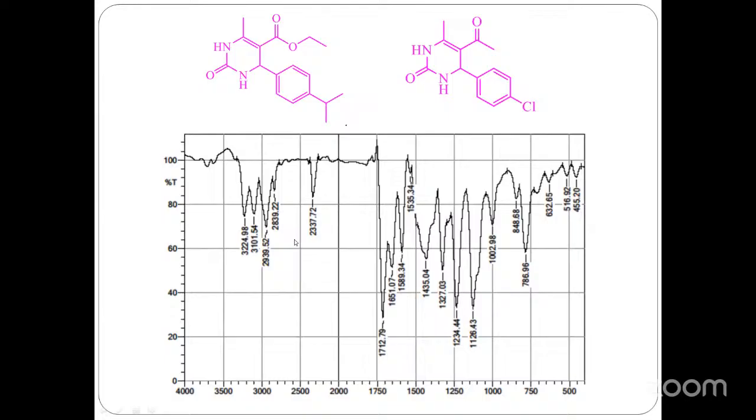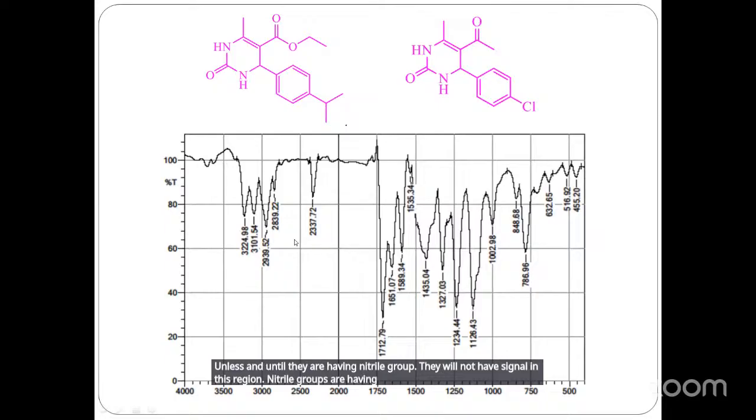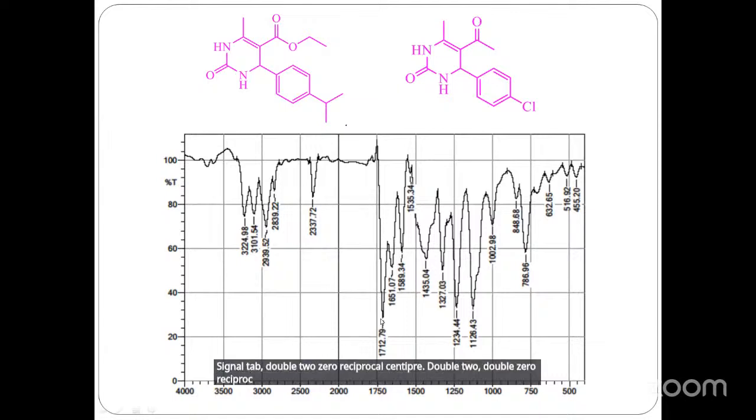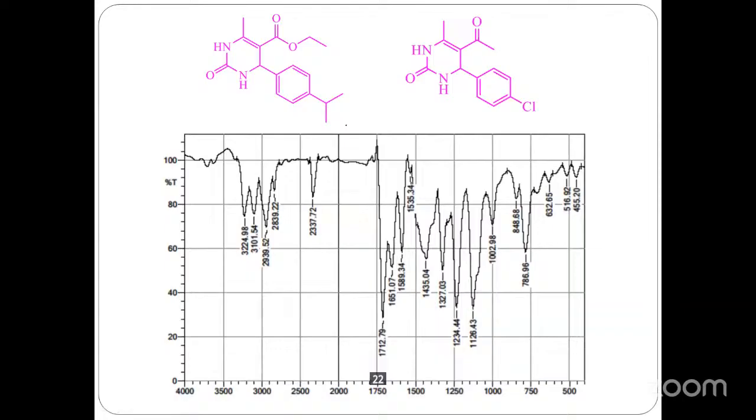Organic compounds, unless and until they have a nitrile group, will not have a signal in this region. Nitrile groups have a signal at 2250 reciprocal centimeter. Triple bonds have signals at 2200 reciprocal centimeter. So between 2200 to 2250, we have the triple bond of alkyne and nitrile. But here this signal is from carbon dioxide.